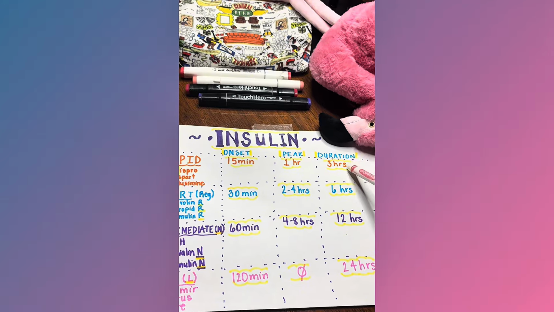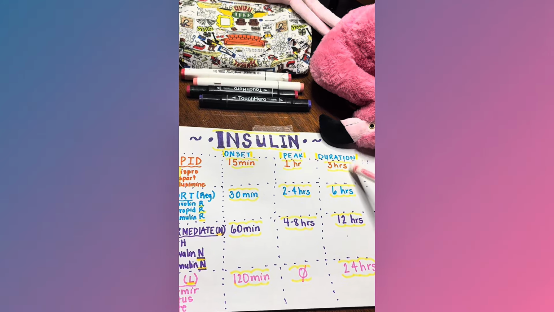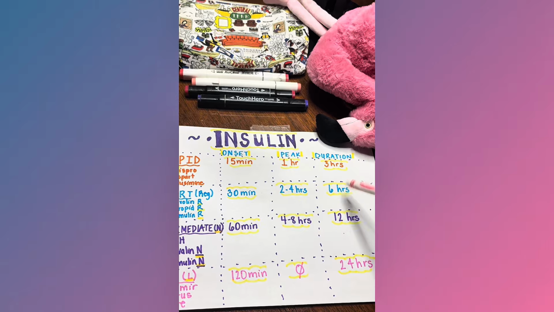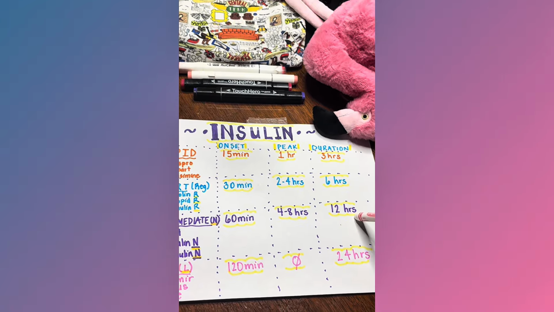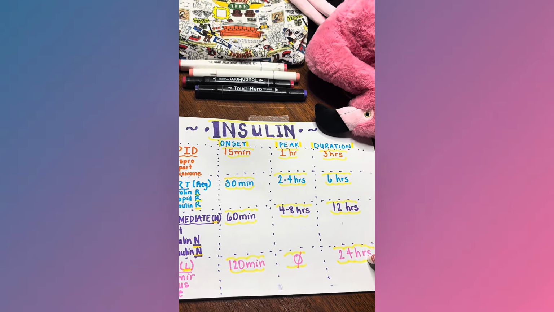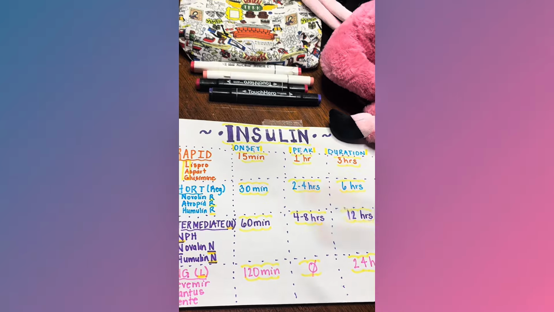Duration, same concept. 3 hours for rapid. How long does it last? That's what duration is. Multiply by 2, we get 6. Multiply by 2, you get 12. Or 12, sorry. Multiply by 2, you get 24. All right? So every time you're going to multiply by 2, it's going to give you your next box.